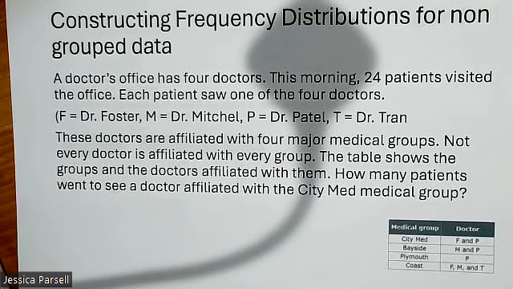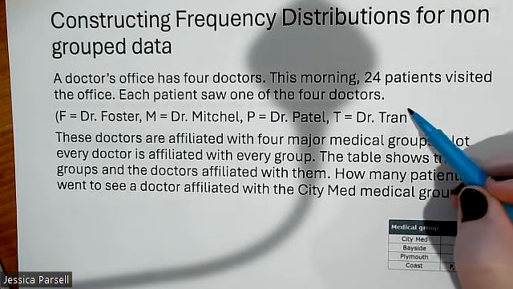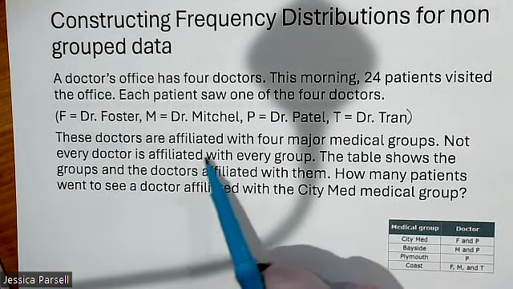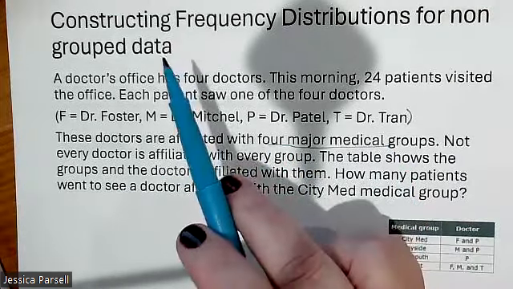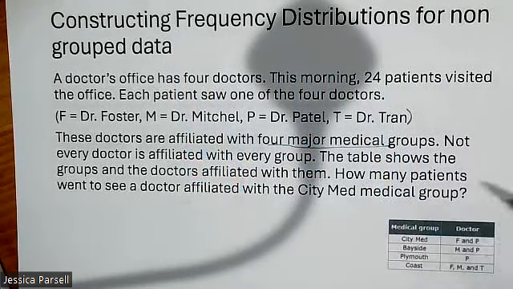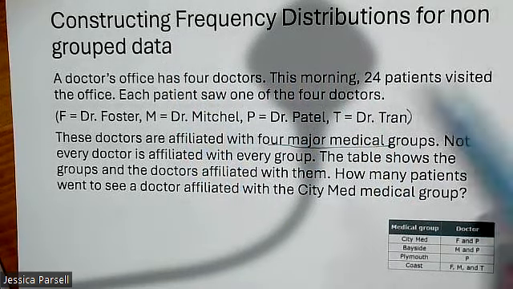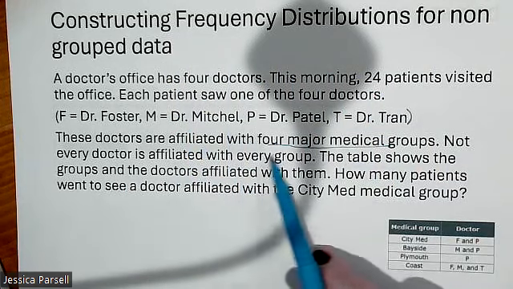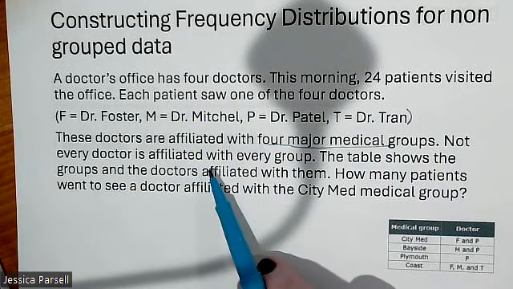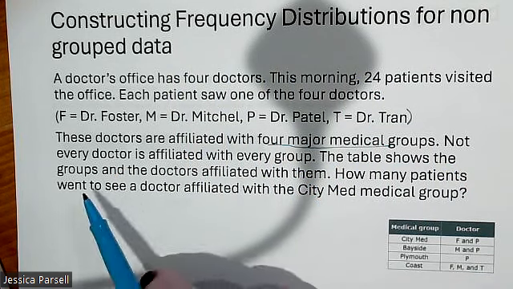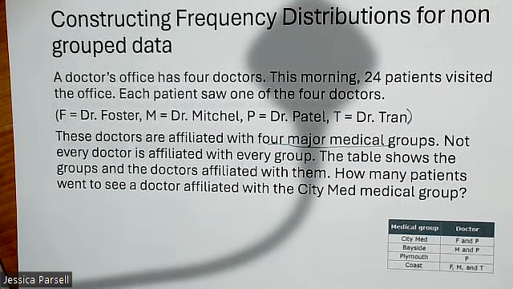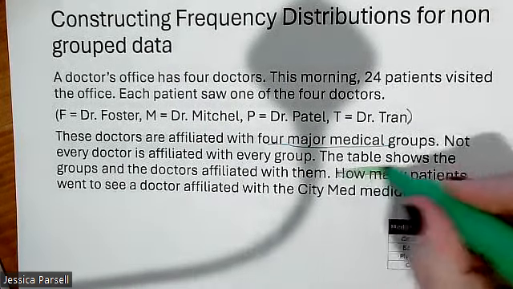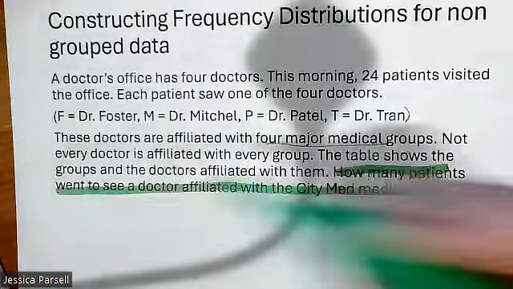Okay, we're still working with the same doctors. A doctor's office has 4 doctors. This morning, 24 patients visited, and they saw each of these 4 doctors. These doctors are affiliated with 4 major medical groups. So what we're doing is we're still working on constructing a frequency distribution or analyzing a frequency distribution chart for non-group data. So these doctors are affiliated with 4 major medical groups. Not every doctor is affiliated with every group. The table shows the groups and the doctors affiliated with them. And here's the question that they popped to us. How many patients went to see a doctor affiliated with the CityMed medical group?